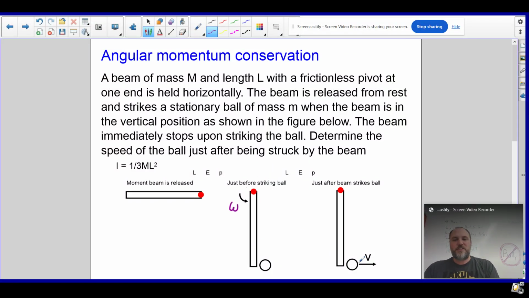And then just after the beam strikes the ball, the ball moves off horizontally and the beam comes to a complete stop. So what I'd like to do during the transition between each image is go through my LEPs, my angular momentum, energy, and linear momentum, and decide what conservation law would be appropriate. I also know the moment of inertia of the beam is 1/3 mL squared, because it's like a rod or a beam rotated around its end.